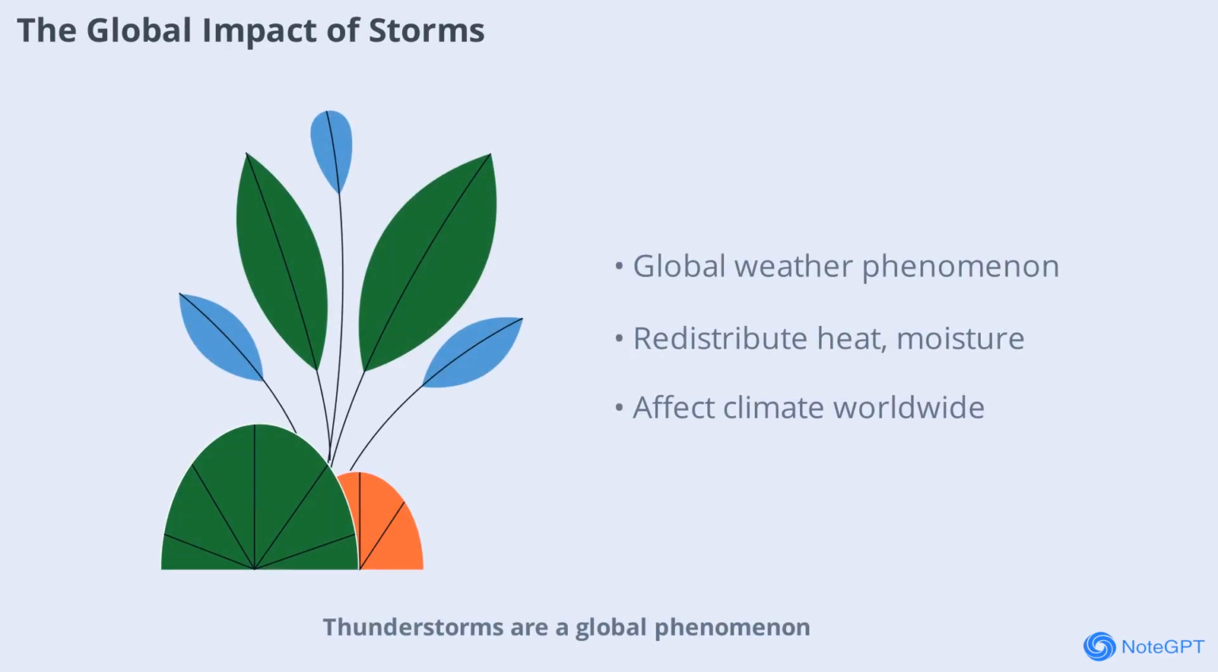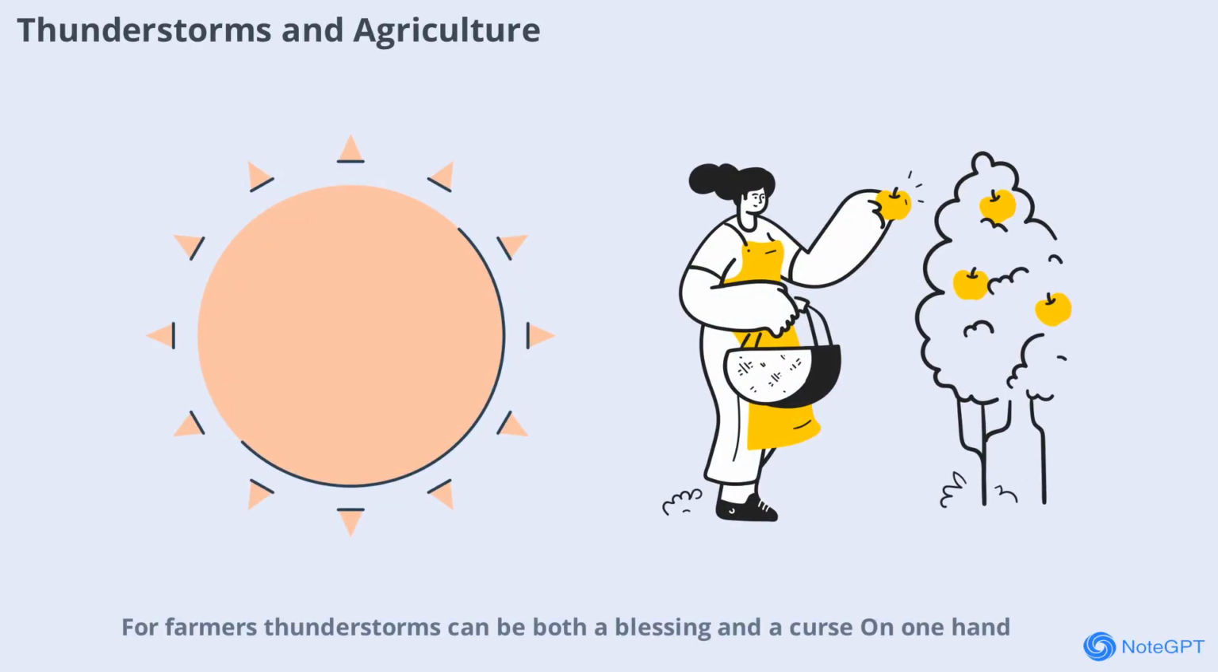Thunderstorms are a global phenomenon, occurring on every continent except Antarctica. They play a vital role in Earth's climate by redistributing heat and moisture around the planet. In some regions, storms bring much-needed rain, while in others, they can cause destruction. Understanding how thunderstorms fit into the larger picture of weather and climate helps us appreciate their importance and the need for ongoing research.